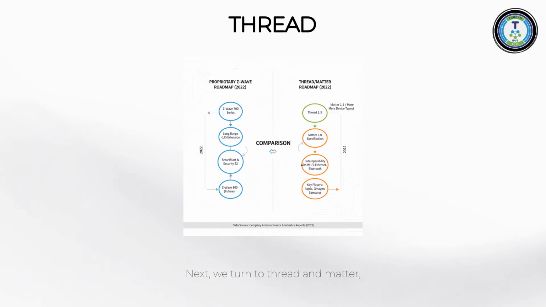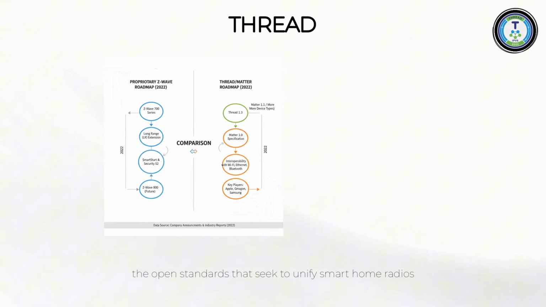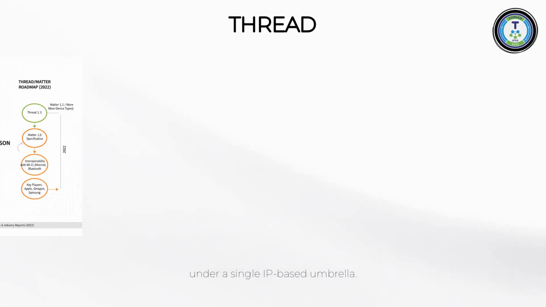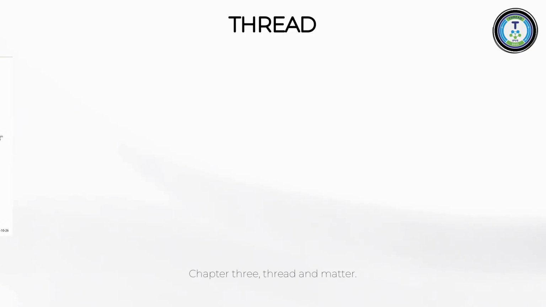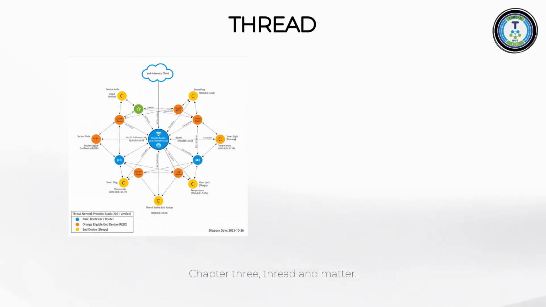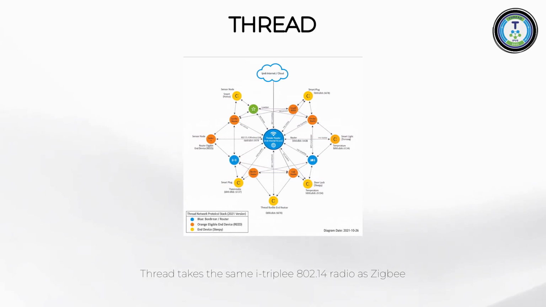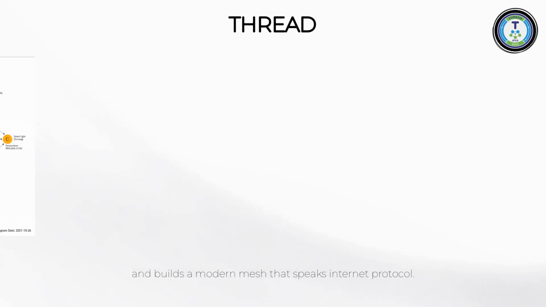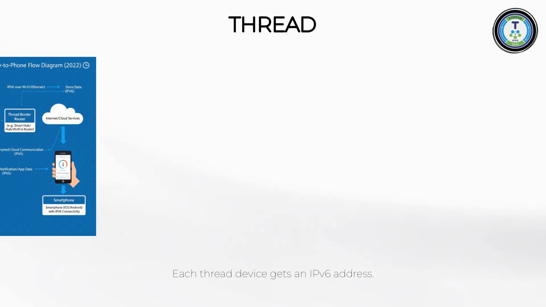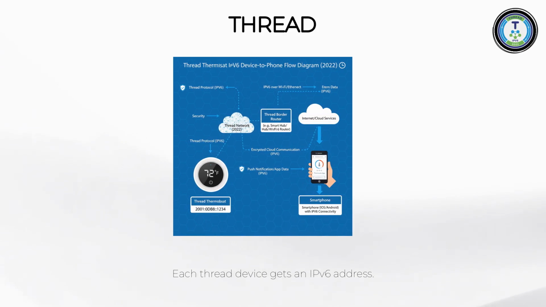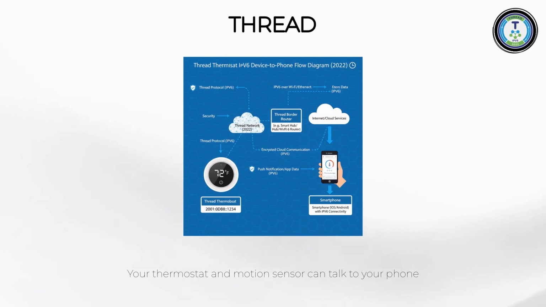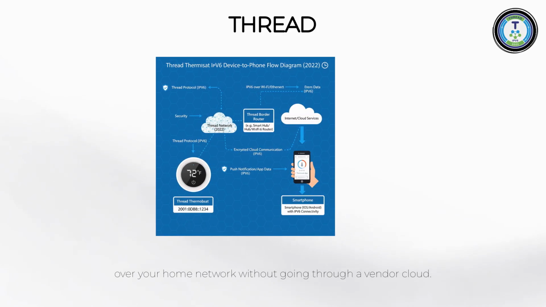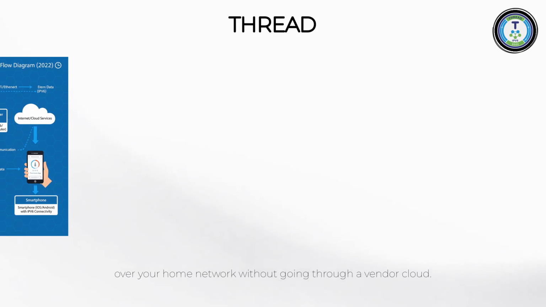Next, we turn to Thread and Matter, the open standards that seek to unify smart home radios under a single IP-based umbrella. Chapter 3. Thread and Matter. Thread takes the same IEEE 802.14 radio as Zigbee and builds a modern mesh that speaks Internet Protocol. Each Thread device gets an IPv6 address. Your thermostat and motion sensor can talk to your phone over your home network without going through a vendor cloud.